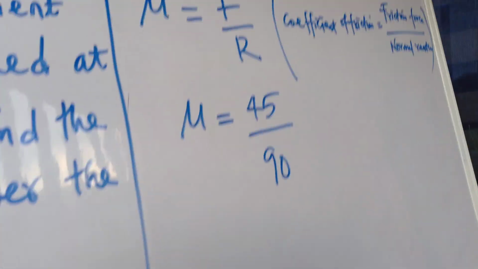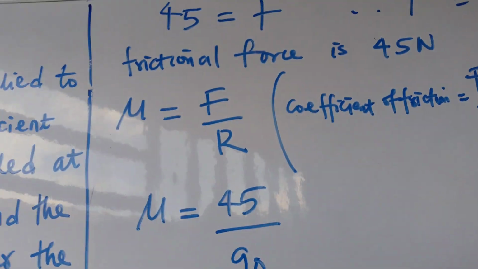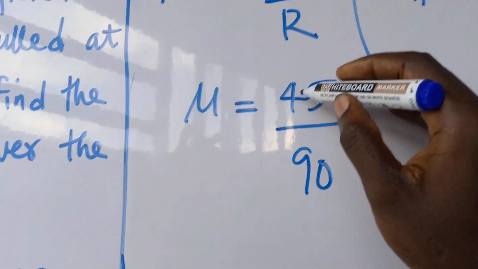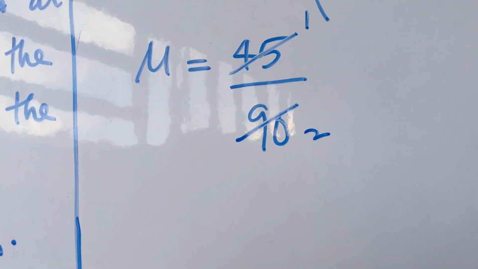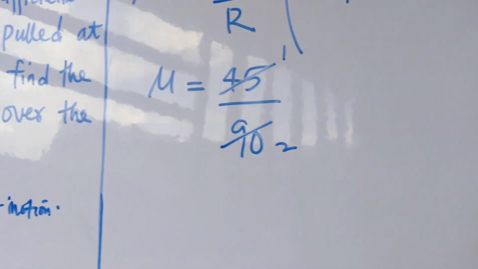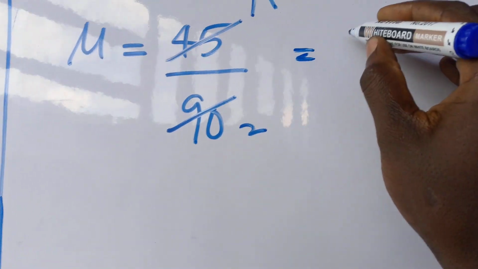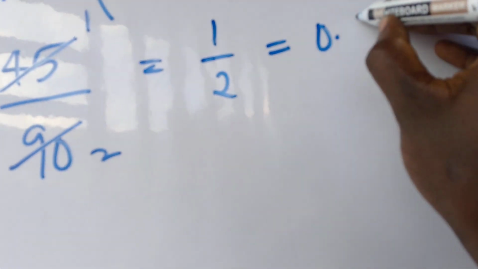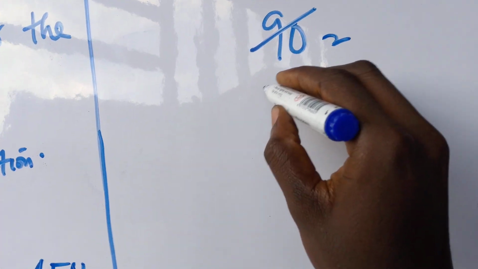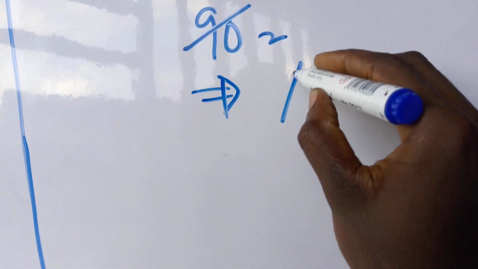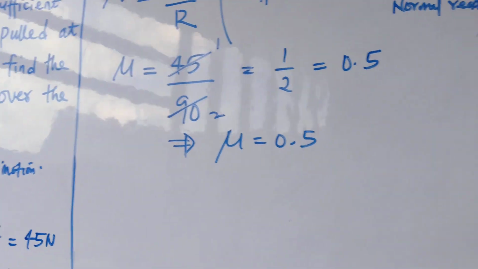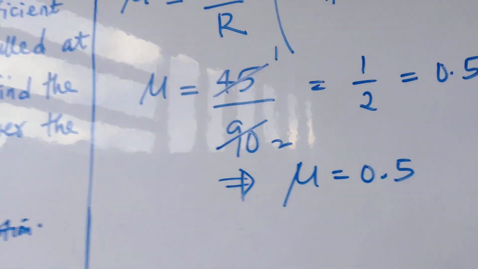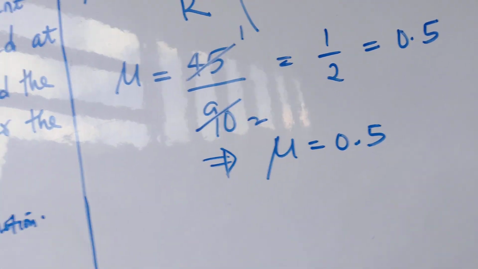So 45 divided by 90: 45 into 90 is 2, so it is 1 over 2, which is equal to 0.5. This implies that the coefficient of friction is 0.5. It has no SI unit. Take note, the coefficient of friction has no SI unit, so mu is equal to 0.5.